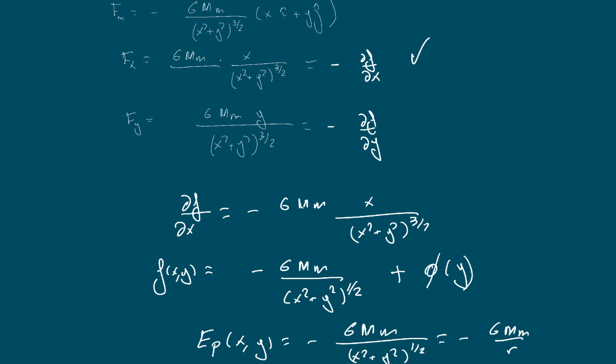So the potential energy E sub p is minus GMm divided by x squared plus y squared to the 1/2. And the lesson about gravitational fields is already done.